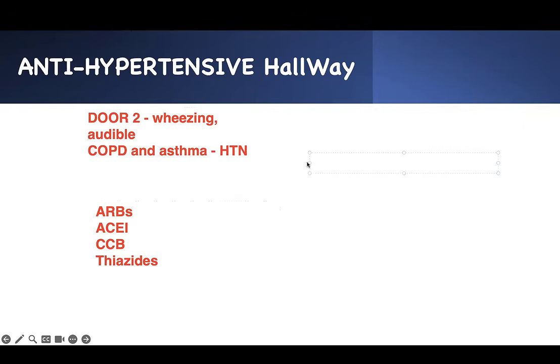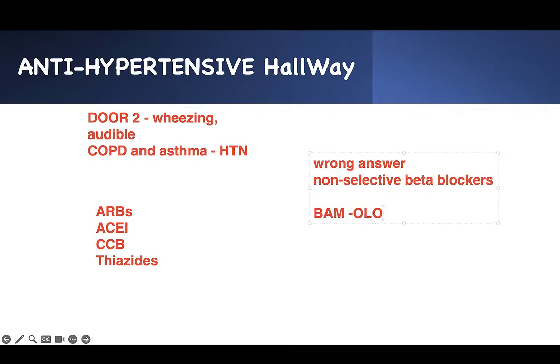When you look on your right side and you see this, it's the wrong answer. Don't pick it. Run away from it. Which one is it? Non-selective beta blockers. They are bad. How do you know they are non-selective? If it starts with B, it's selective. If it starts with A, it's selective. If it starts with M, these are all beta blockers.